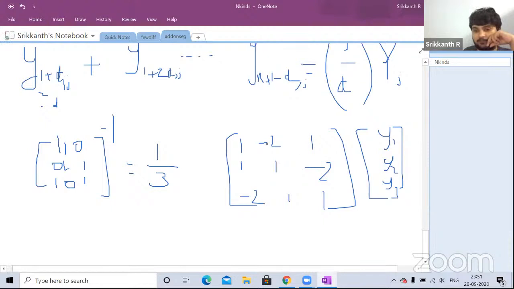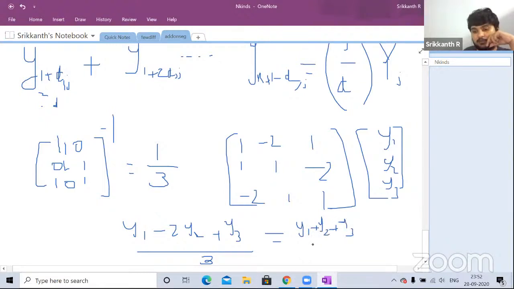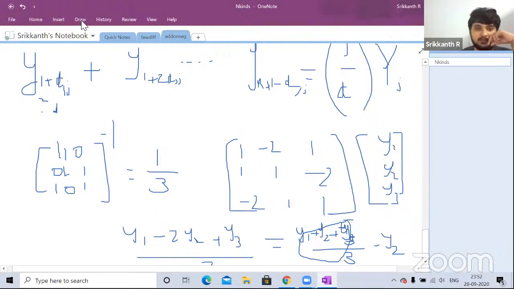So this is like y1 minus 2y2 plus y3. So I can rewrite it as y1 plus y2 plus y3 minus 3y2. Okay, so all rows I can write like this. So this row I can write as y1 plus y2 plus y3 minus 3y1, and this one as y1 plus y2 plus y3 minus 3y3. So essentially, if y1 plus y2 plus y3 is divisible by 3, then everything else is satisfied.